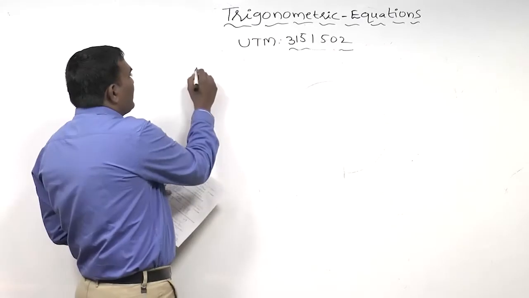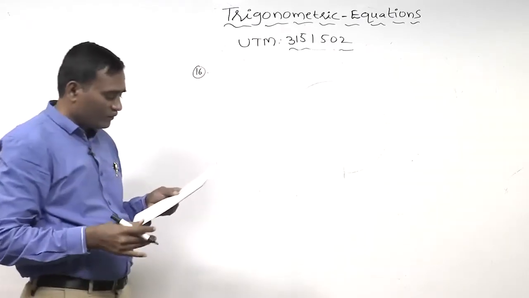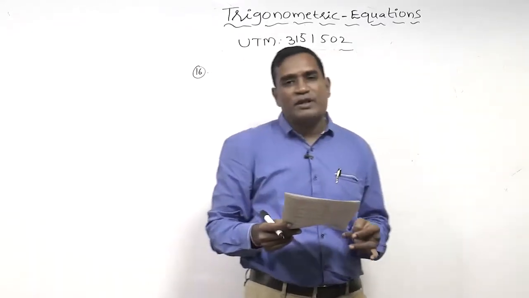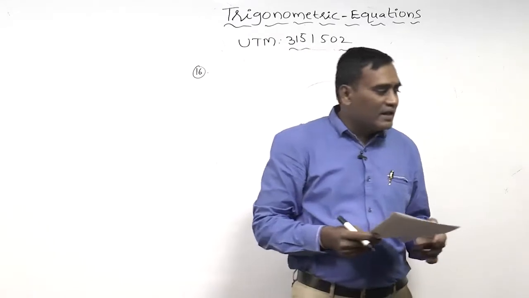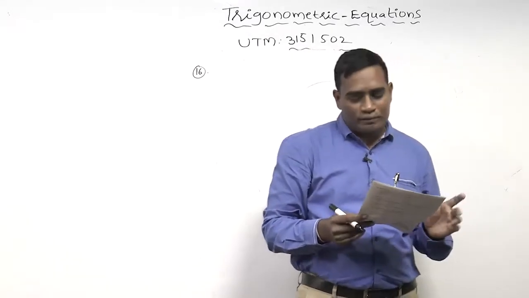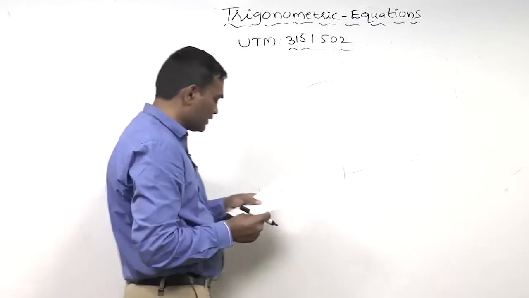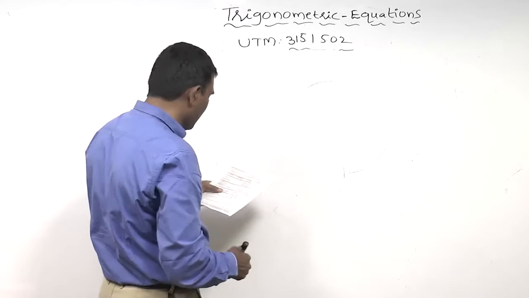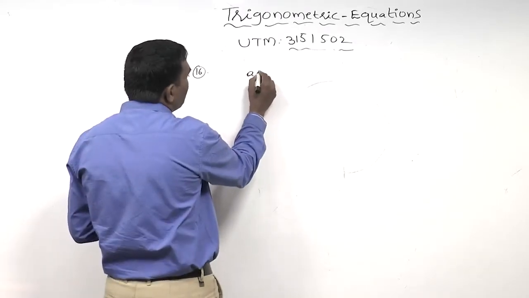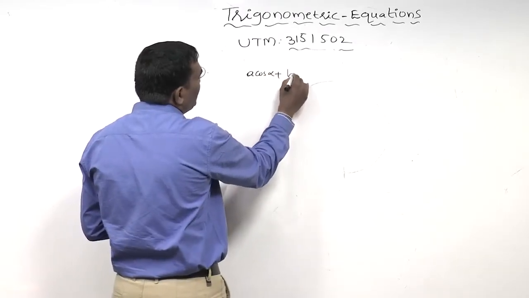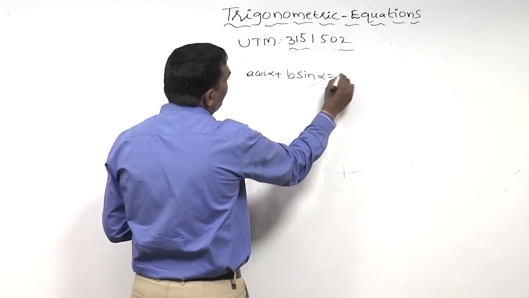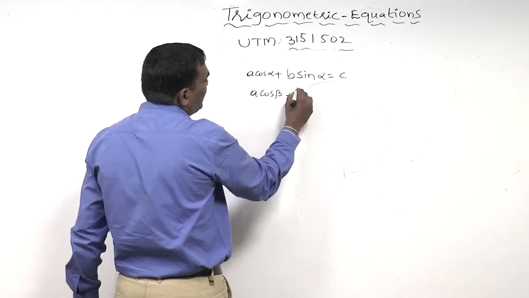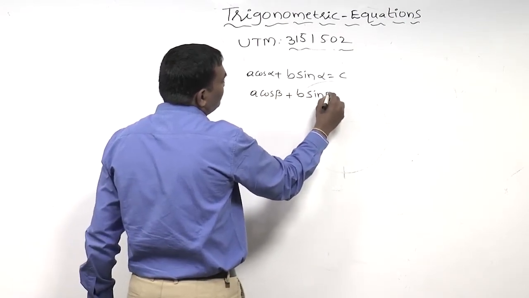So, the 16th question is: alpha and beta are different values of x satisfying a cos x plus b sin x is equal to c. Then sine of alpha plus beta by 2. Do one thing. Substitute alpha, beta. Satisfying the equation means in place of x, write alpha and beta. That is a cos alpha plus b sin alpha is equal to c. Beta means a cos beta plus b sin beta is equal to c.